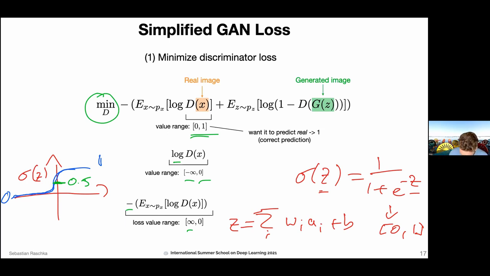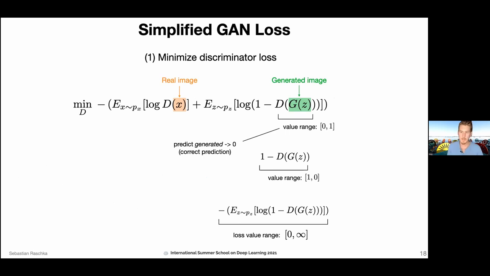And if we trace this back, ideally the lowest value we can get for this expression is 0, right? And this is achieved if we have the output label 1 here, or an output close to 1. So we want the discriminator to predict a 1 here.